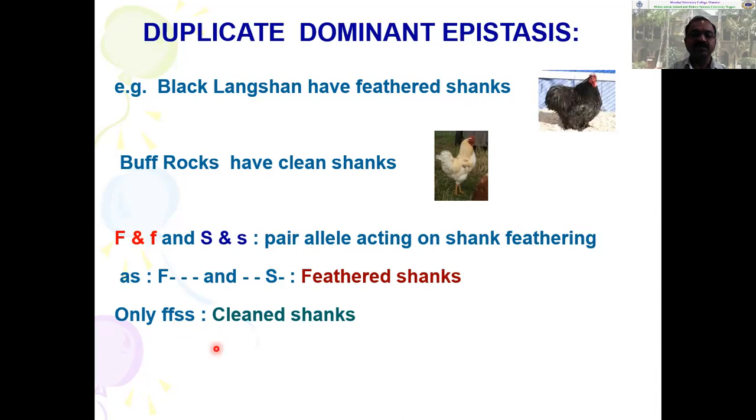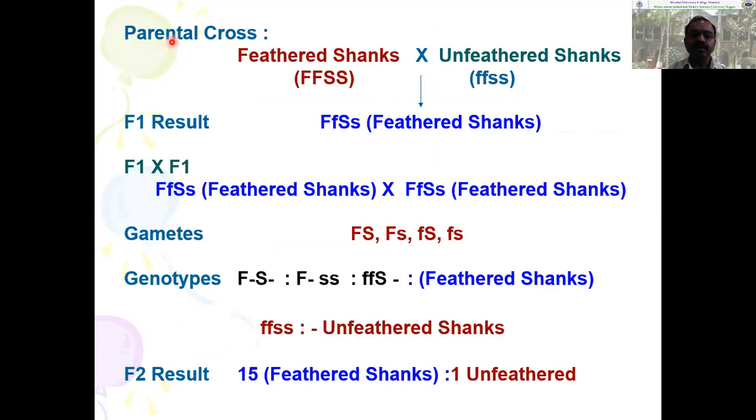Okay, which is responsible for the clean shanks. So in this case, only the small ff, small ss, that is the 16th cross, the last cross, would be the clean shanks. Now the parental crosses are there. Let's consider that the feathered shank is homozygous. It is capital FF, capital SS.